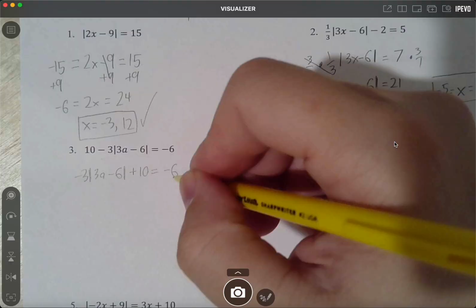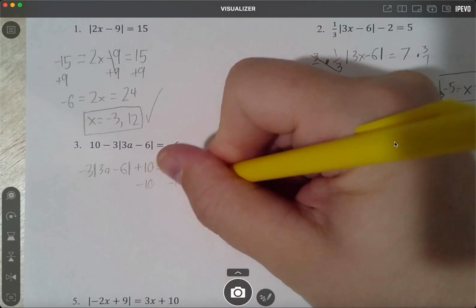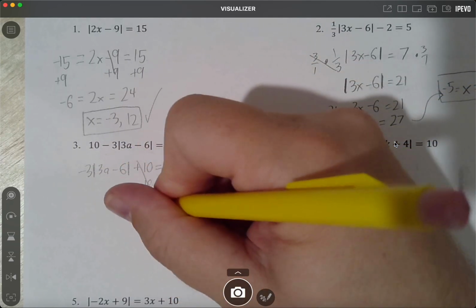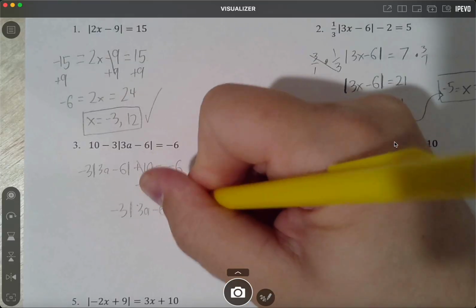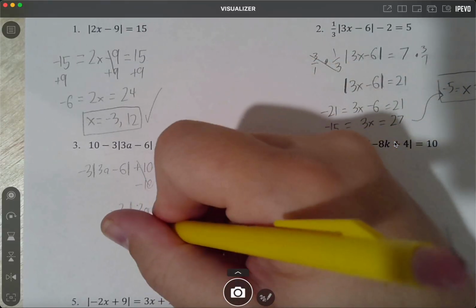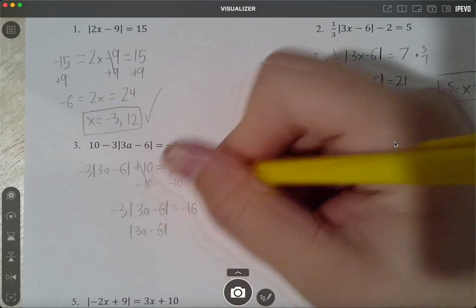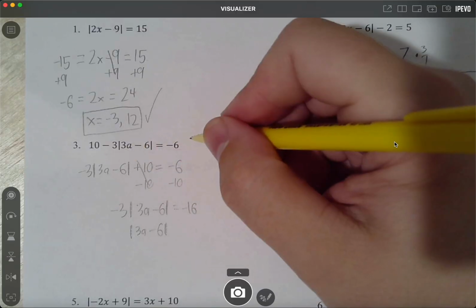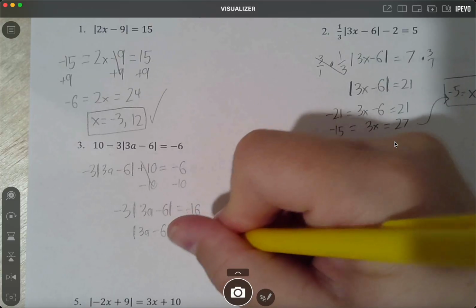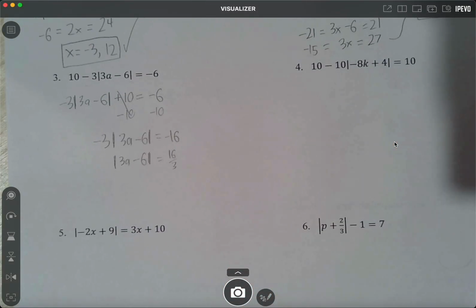This looks a lot easier to deal with. How do we deal with a plus 10? We move it over to the other side. We get negative 3 absolute value 3a minus 6 equals negative 16. We then divide both sides by 3. Goodness. And we then have, I guess, 16/3, which is an ugly fraction. But that's okay. We can deal with fractions.